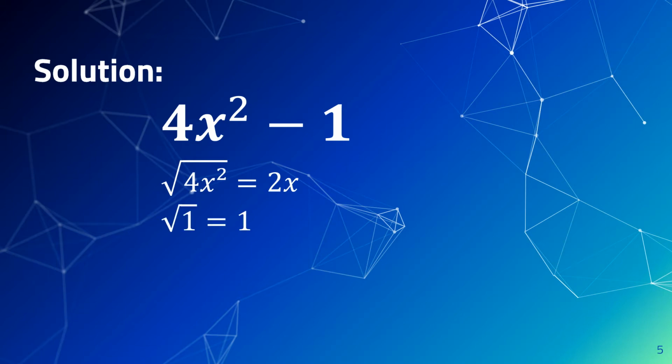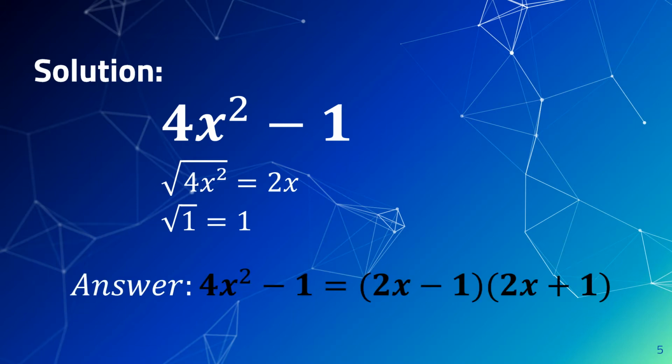Another one, the square root of 1 is 1. Therefore, the factored form of 4x squared minus 1 is simply getting the plus and minus. So we have 2x minus 1 times 2x plus 1. This is the factored form of 4x squared minus 1. If you're not sure of your answer, you may multiply these two. If you obtain the original product, your answer is correct.